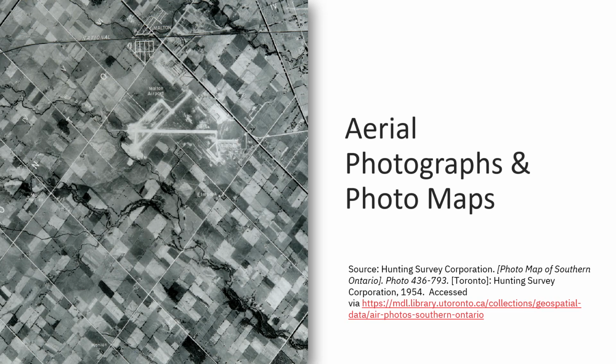Finally, we have aerial photographs and photo maps. Aerial photographs are individual photographs, usually printed on a small sheet of photographic paper. In comparison, a photo map is a large format aerial photograph printed on a large sheet of paper. Photo maps are produced by creating a mosaic of individual aerial photos. In this example, a scanned photo map of the area around the Pearson Airport in Toronto is depicted from 1954. You might note that Highway 401 is not shown because the roadway had not been built yet.